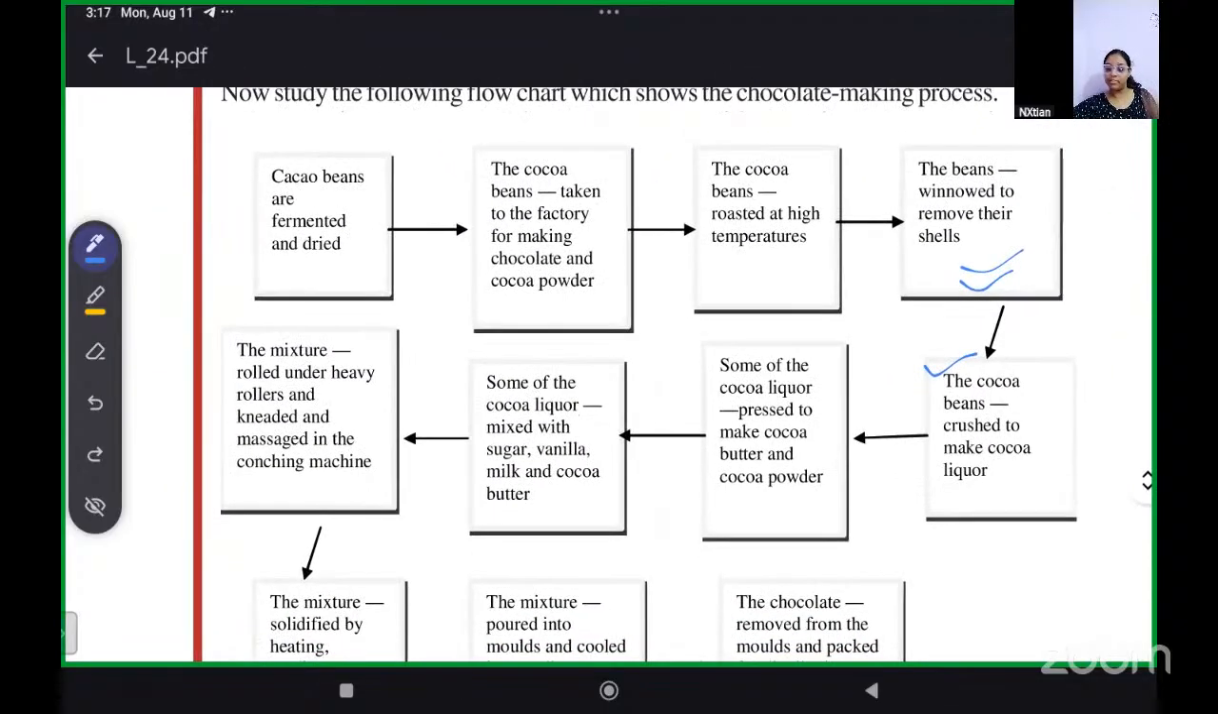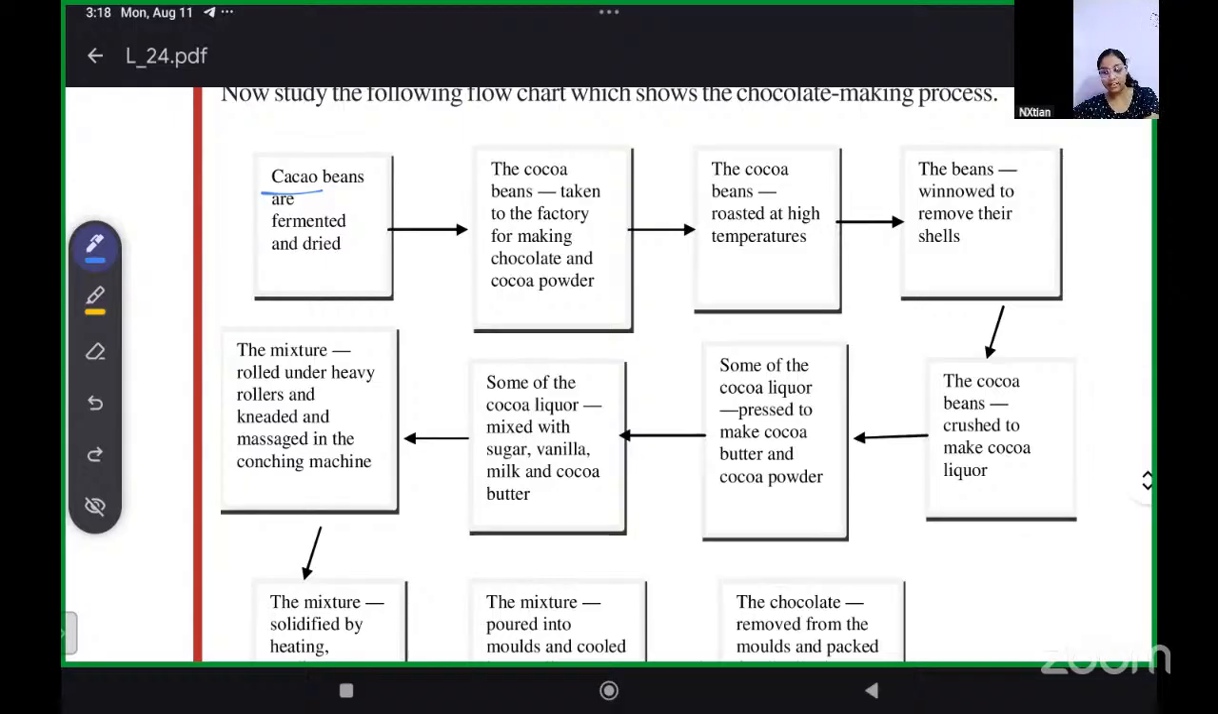What happens is that first the beans, that is the cacao beans, are fermented. You know what fermentation is? They are like decayed. Okay, fermentation, and then they are dried. Once they are fermented and dried, they are taken to the factory to make chocolate and cocoa powder. Fermenting and drying, then taken to the factory.